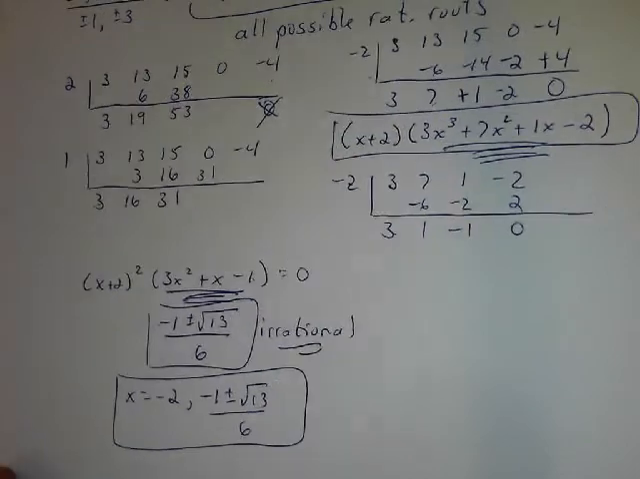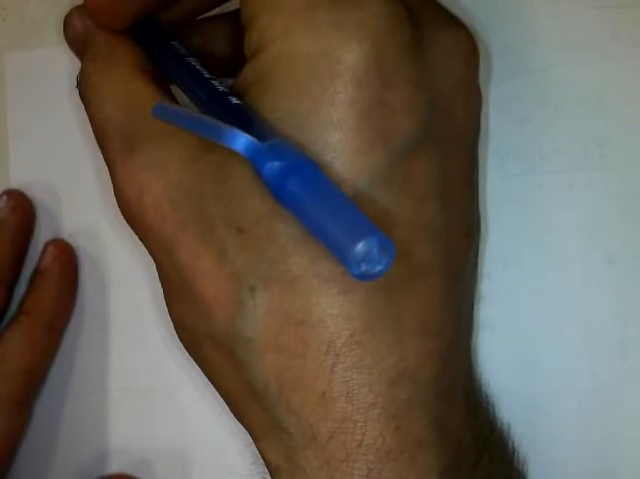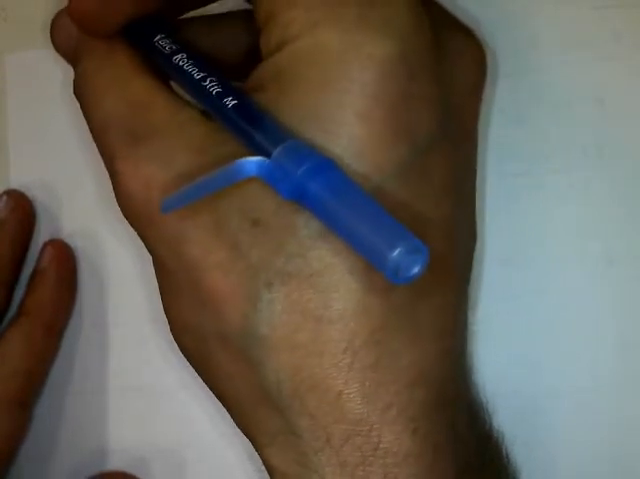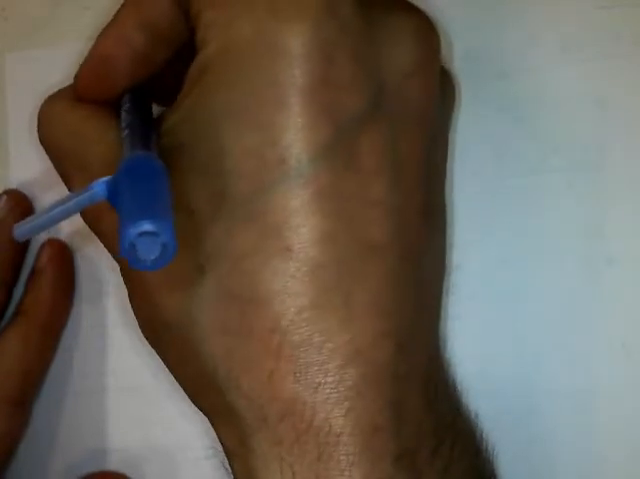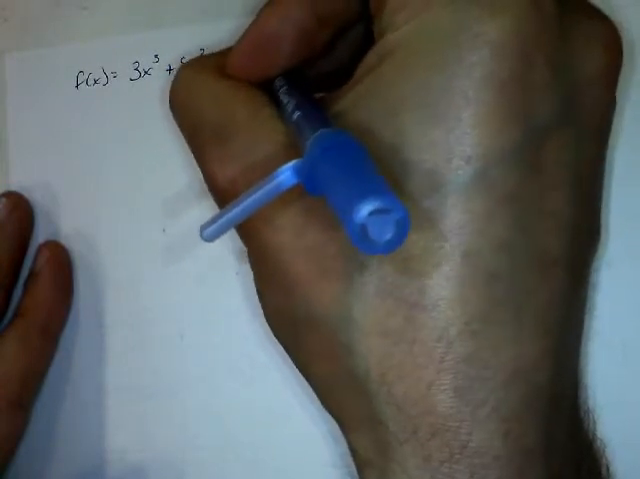So let's do one more, just to practice our rational root theorem. The last problem I would like to do is f of x equals, how about 3x cubed plus 8x squared minus 9x plus 2.